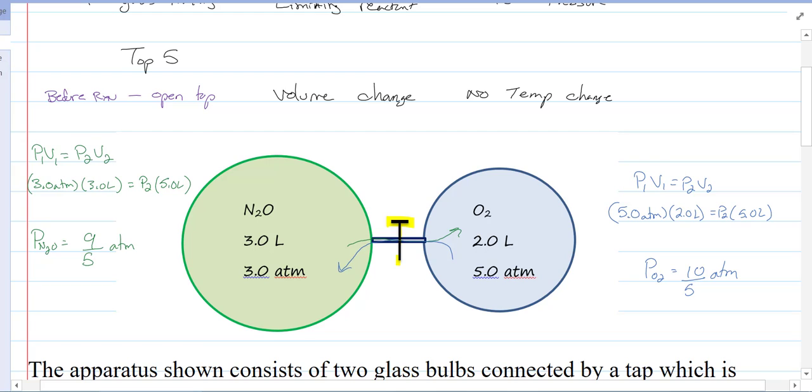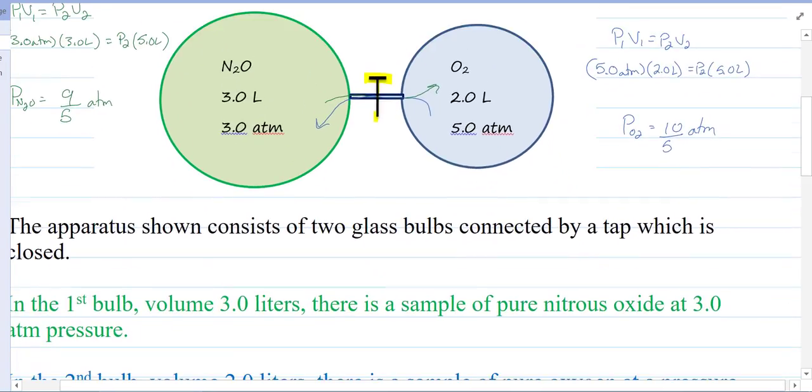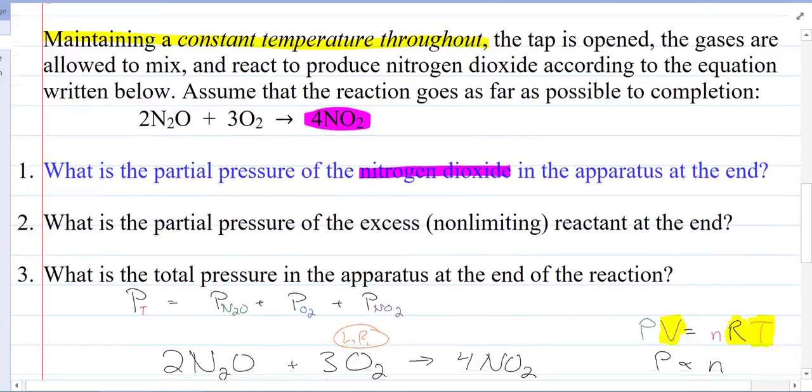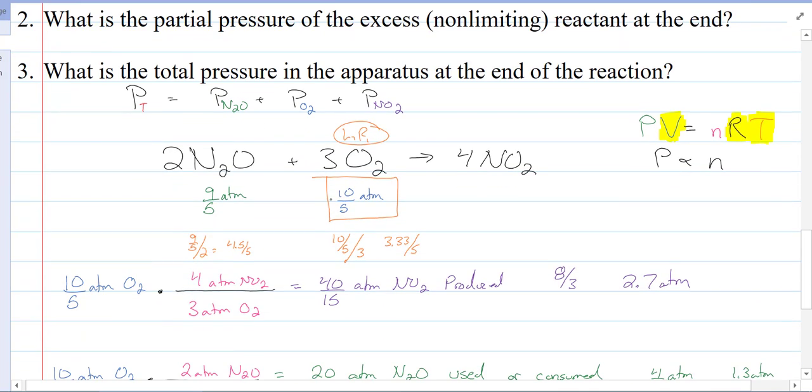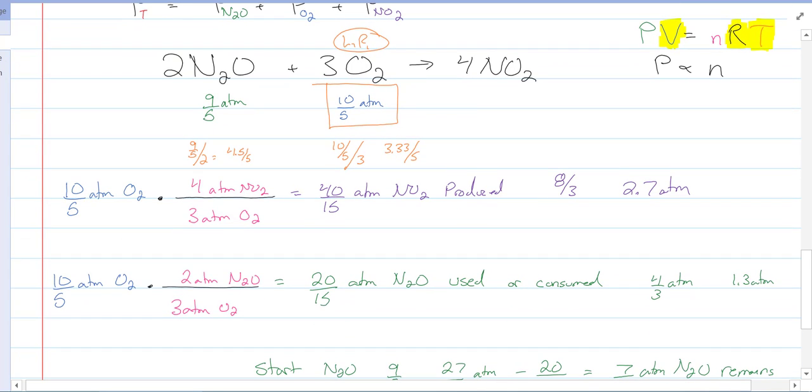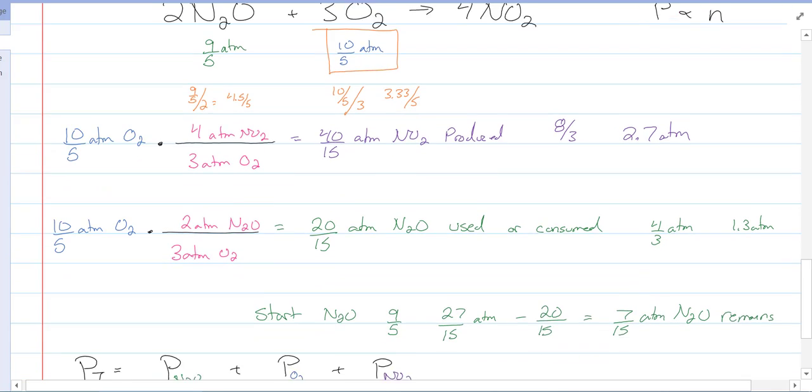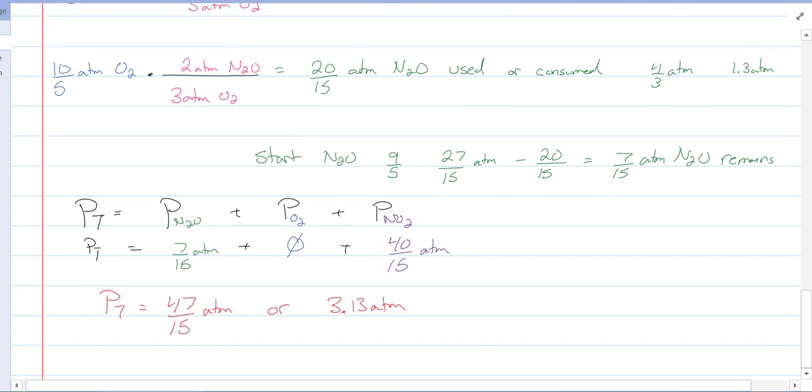So what did we do again to recap? We had to figure out the new pressure once we open the tap because the gases mixed, so the pressures change. After we figured out the new pressures, we found the limiting reactant. Then we start with the limiting reactant. We can use atmospheres in place of moles because pressure is proportional to moles. And it's just like every other stoichiometry problem. And at the end, we just had to add up the partial pressures to get the total pressure. That's gas stoichiometry. So you will have one of these on your final exam.